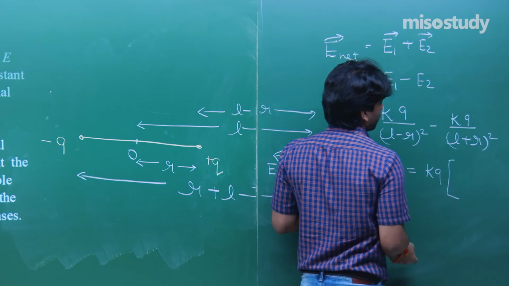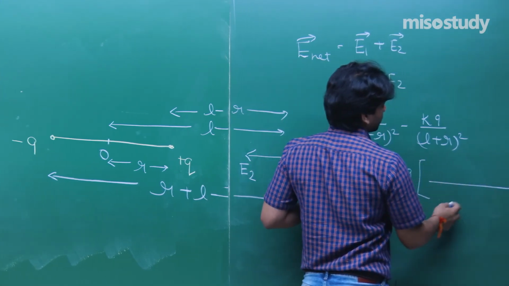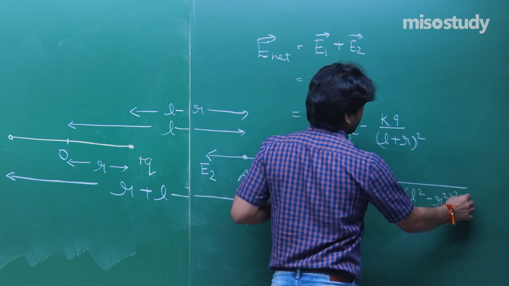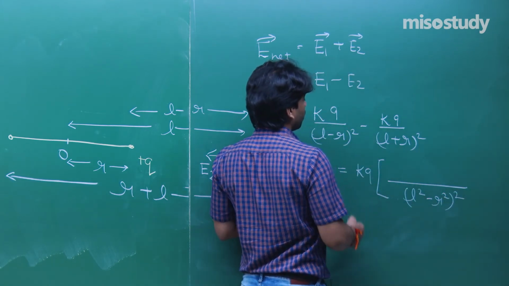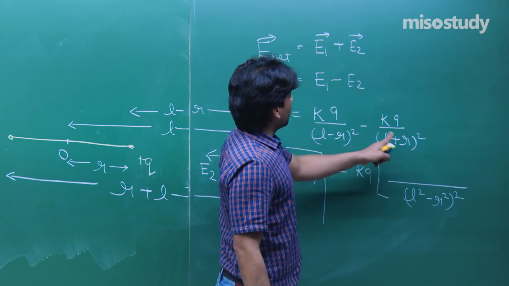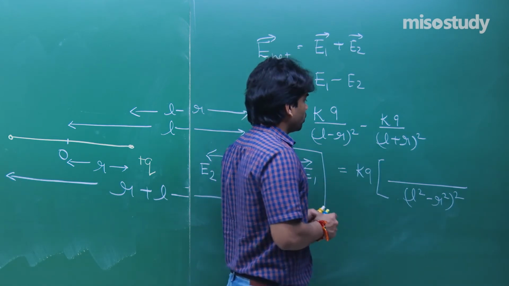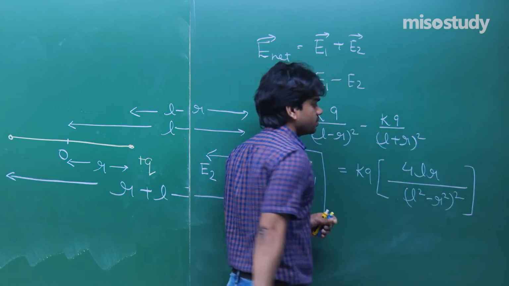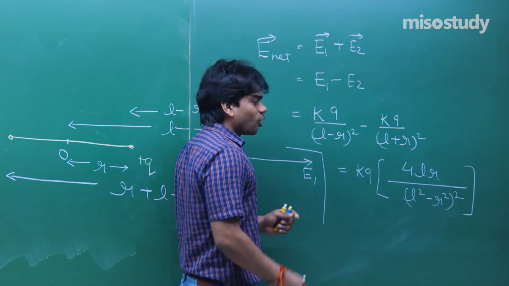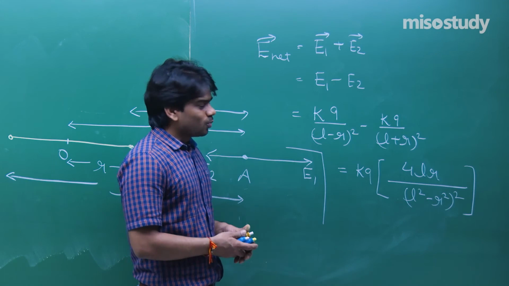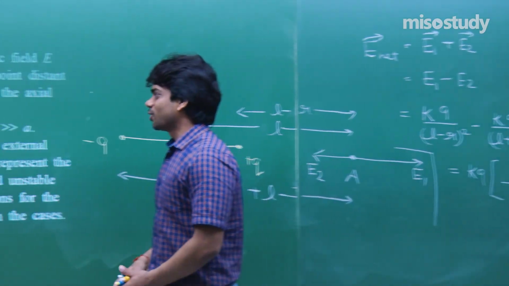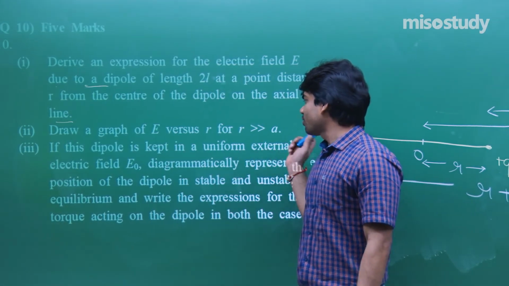KQ, (L minus R) whole square, (L plus R) whole square will give you (L square minus R square) whole square, and this you will get, KQ have taken outside, L square and R square will cancel out, you will be getting 4LR. I already have did, although I was saying that I won't be doing this, already have did, and further part you can check with the calculation. I hope that you can do that, and draw a graph of E versus R for R far greater than A.